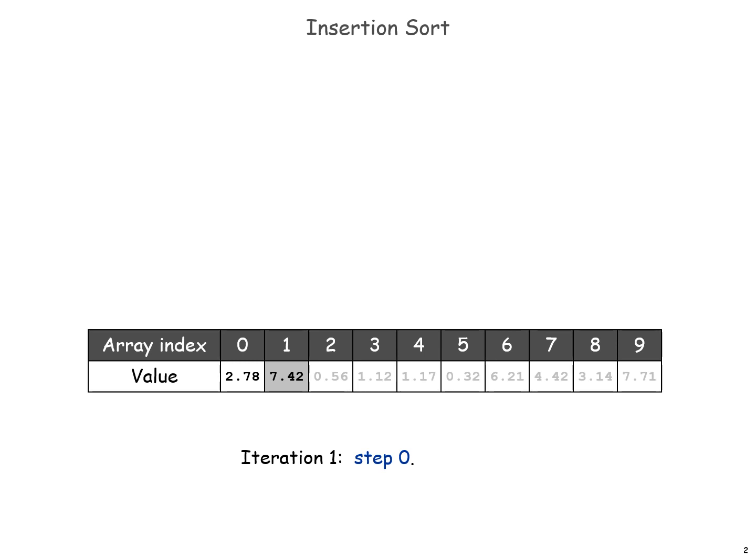Next step, take the third element. Third element is 0.56. Now this is the key element. So take the key element, compare it with the previous item, which is 7.42. As the key element is smaller than the previous item, 7.42, we have to make a swap. Now compare the key element with the previous item, which is 2.78. Comparing key element 0.56 with 2.78, key element is smaller, so we have to make a swap.